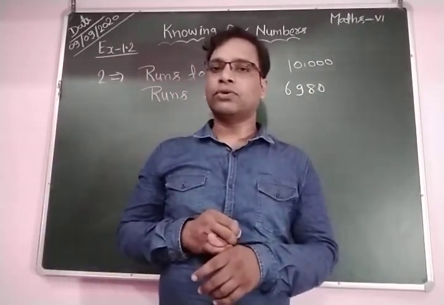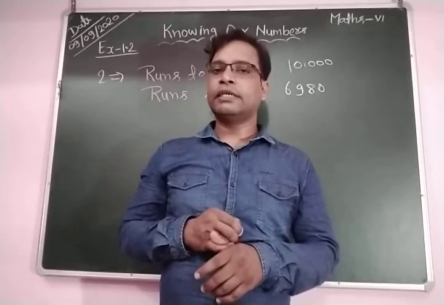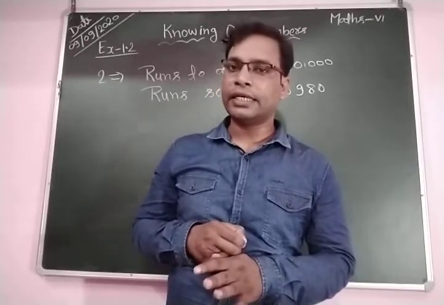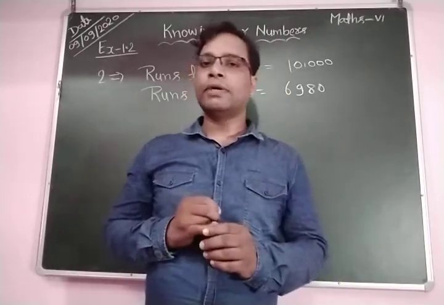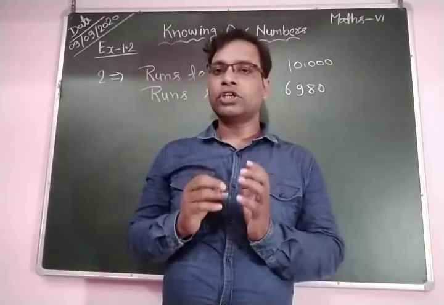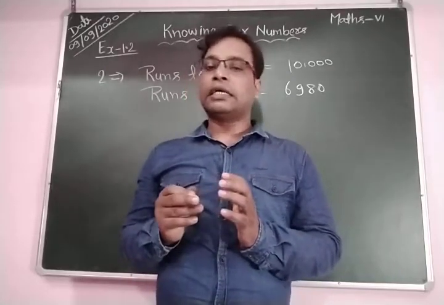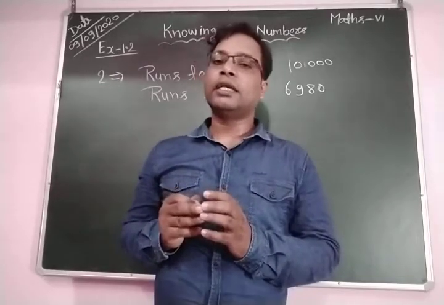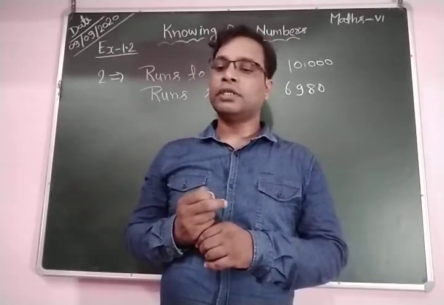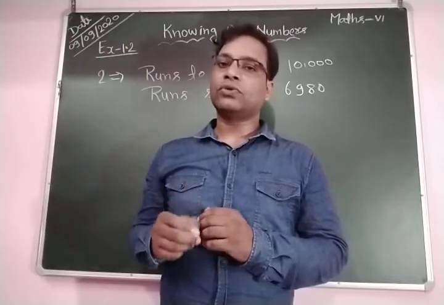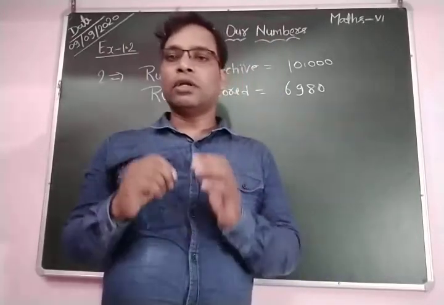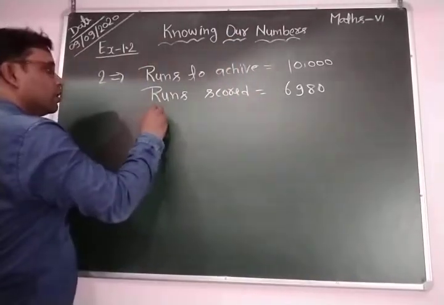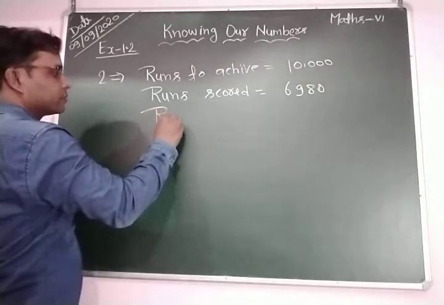Runs scored by Sekhar, this is given. How many runs scored by Sekhar? 6,980 runs. So how many runs are required to complete 10,000? We subtract 6,980 from 10,000, then we find the remaining runs to complete 10,000. Now we write here runs required to complete 10,000.